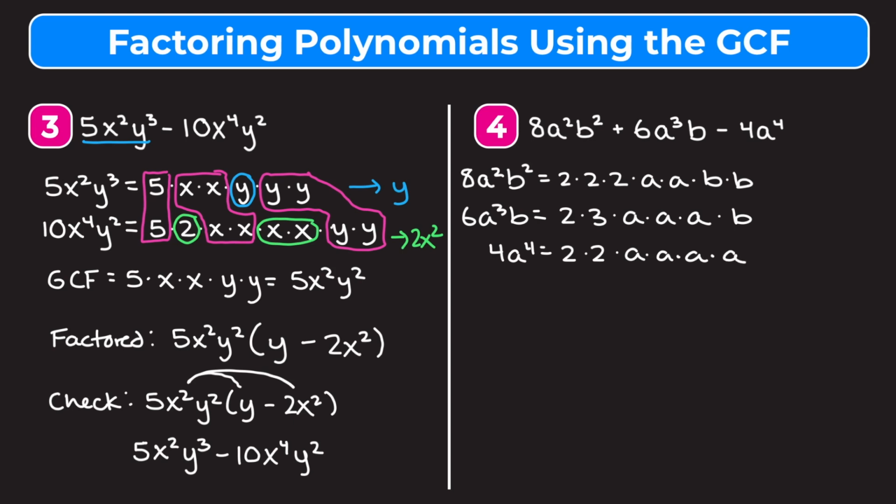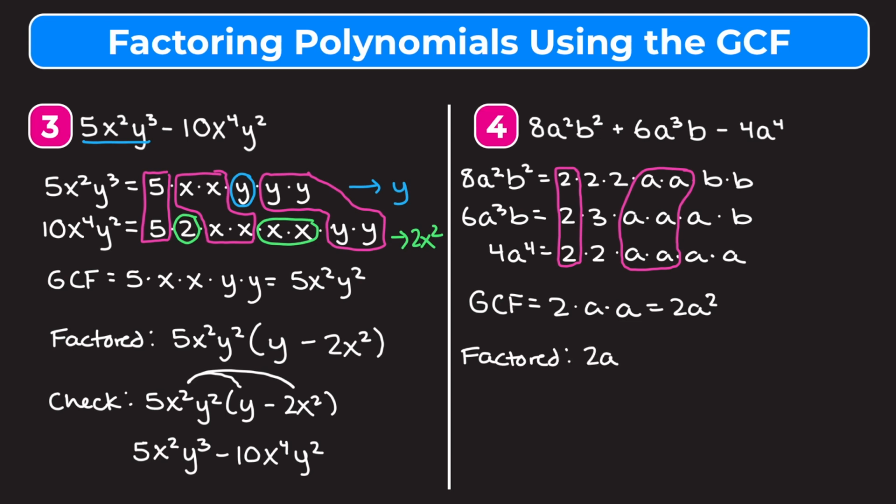For the numbers, they just have 1, 2 in common. And for the letters, they have 2 a's in common. And they don't all have a b in them, so because the third term doesn't have a b in it, we can't put a b in our greatest common factor. So our greatest common factor is going to be the 2 they have in common times the 2 a's, which is 2a squared. So now we're going to factor that out.